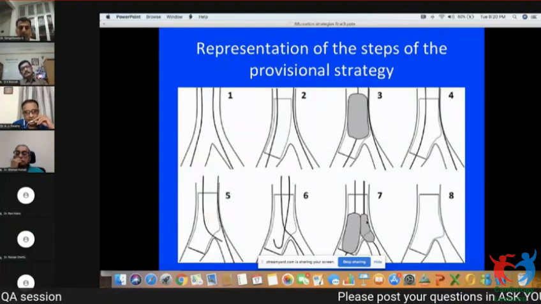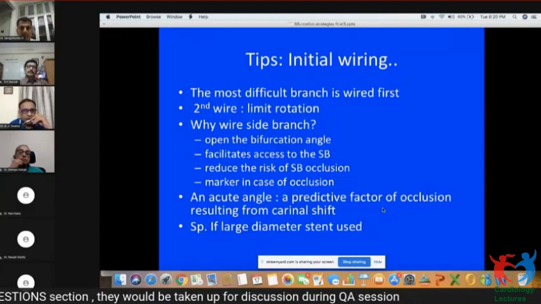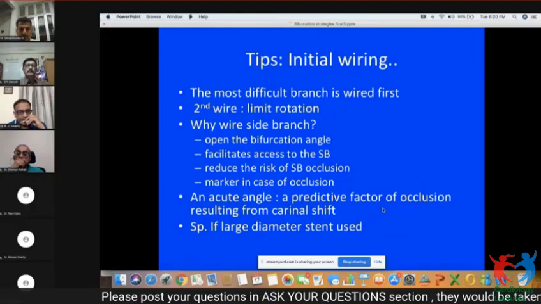And the same thing. Now, there are small tips for the initial wiring. The more difficult branch is wired first to prevent rotation and wire wrap. Why do we need to wire the side branch? To open the bifurcation angle, facilitate access to the side branch, reduce the risk of side branch occlusion, and keep it as a marker in case of occlusion. An acute angle, as has been said, is a predictive factor, especially if a large diameter stent needs to be used.